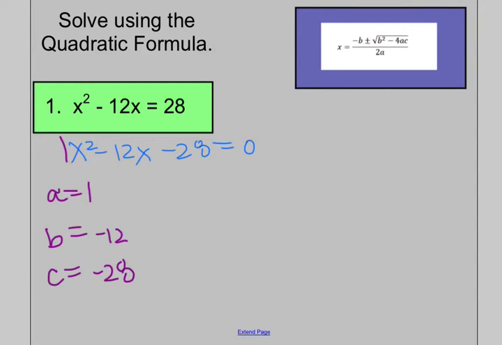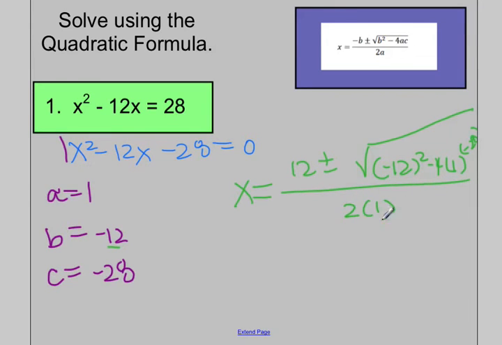After I have that information, I'm going to go ahead and plug it into the quadratic formula. So x equals negative b, so this would be positive 12, plus or minus the square root of negative 12 squared minus 4 times 1 times negative 28. Sorry, that got really crowded. All over 2 times my a, which is 1.